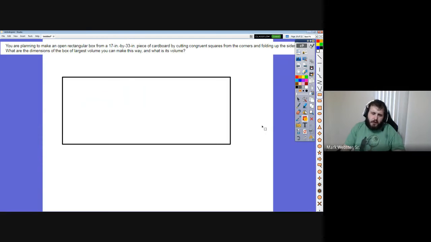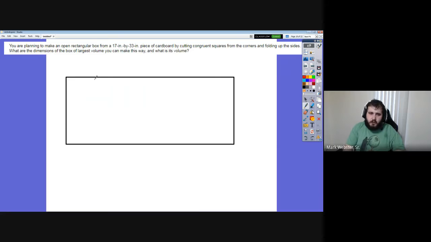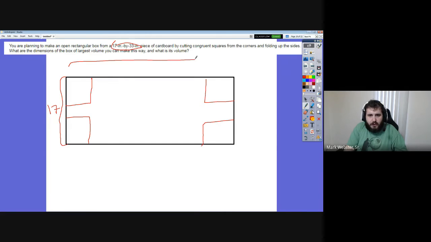And basically what we're going to do is chop off the corners. Chop off square corners, hopefully the same square from each. Again, your art may vary, but the idea is that you cut off the exact same corners on all the sides. They tell us that this is a 17 by 33 piece of cardboard. So this is 17. This whole thing here is 33.